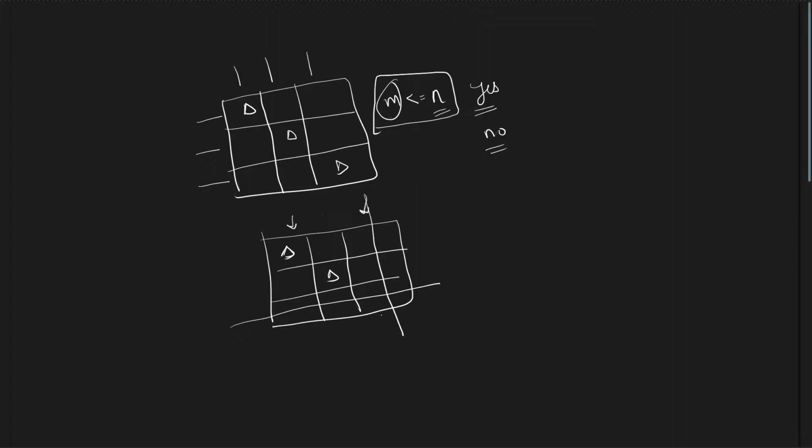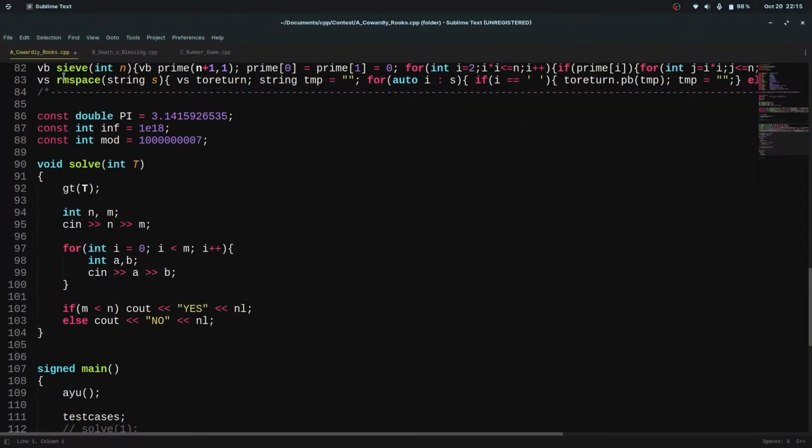In this particular case, we don't even need to check, because if there is an empty row, then certainly m, the number of rooks, would be less than or equal to the number of rows and columns, right? So if this is true, then the answer would be yes. Otherwise, the answer would be no. So obviously the code is very simple for this particular question. I have taken two integers n and m, and I just input some dummy values. So I'm never using these values, but I'm just taking it for the sake of input.